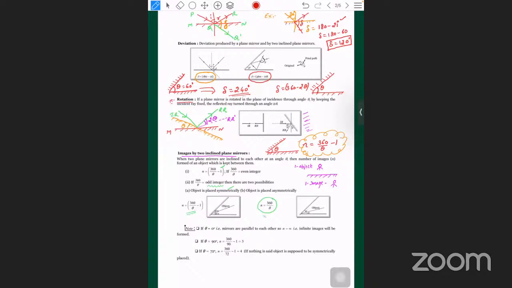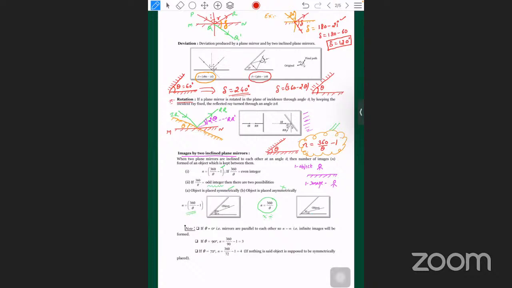Usually this is a very rare case they ask in the exam. Usually the problems will be based on 360 by theta minus 1 only. In NCERT, we have only the symmetrical case. We don't have this asymmetrical case. So what is the formula to find the number of images? 360 by theta minus 1.